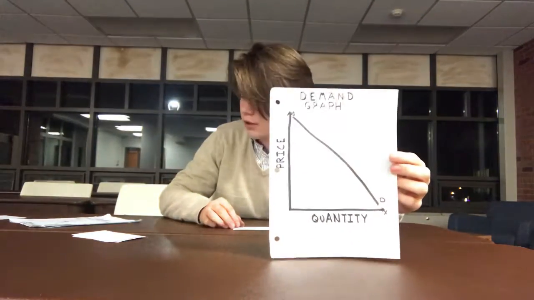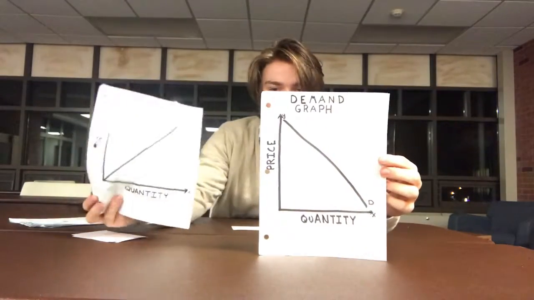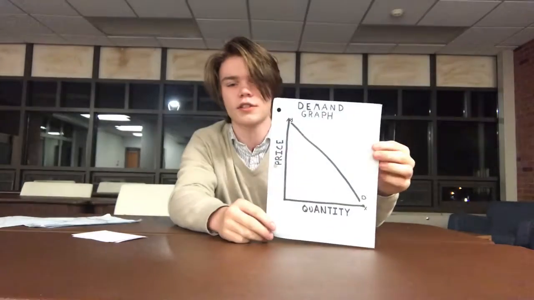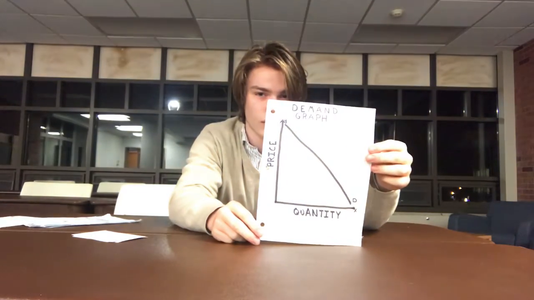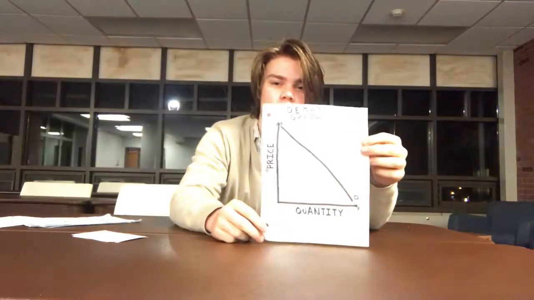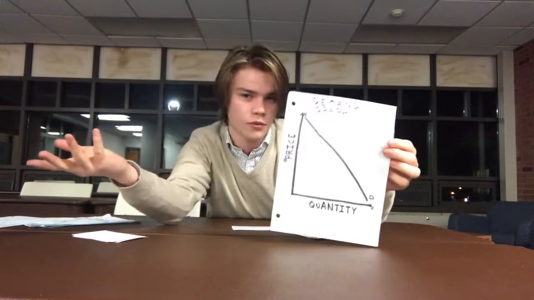It is showing, unlike the supply graph that goes the opposite way, this displays the law of demand, which is that as the price of a good increases, demand for the good decreases. It's because as the price of a good goes up, people are less willing to buy it.